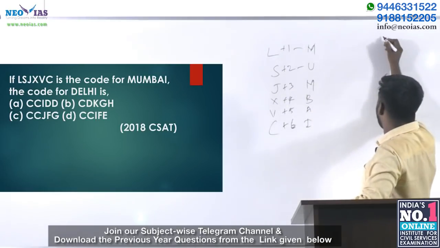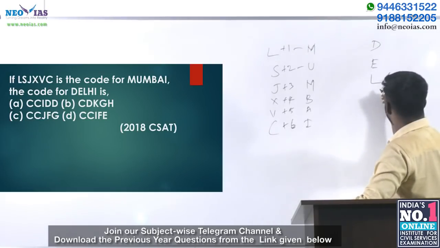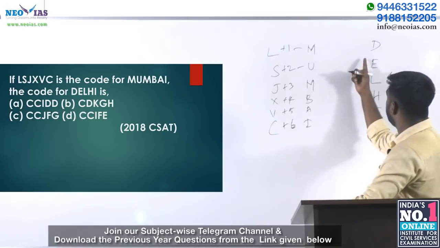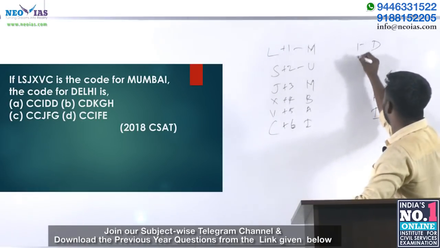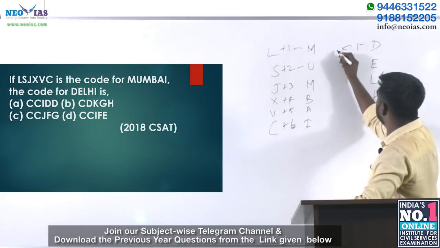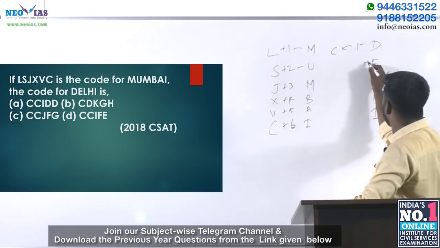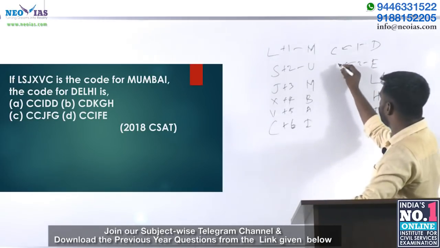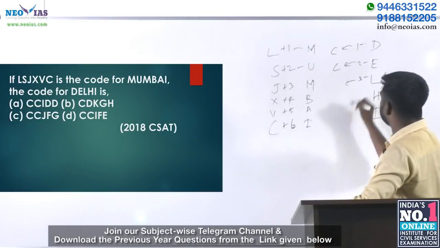If so, they are asking how can you code Delhi, right? How can you code Delhi? So here they have to do the reverse thing, right? 1 minus. What is 1 minus here? C. C plus 1 is D, right? Here we are minusing 2, right? This is also C, isn't it? Here we are minusing 3, right?